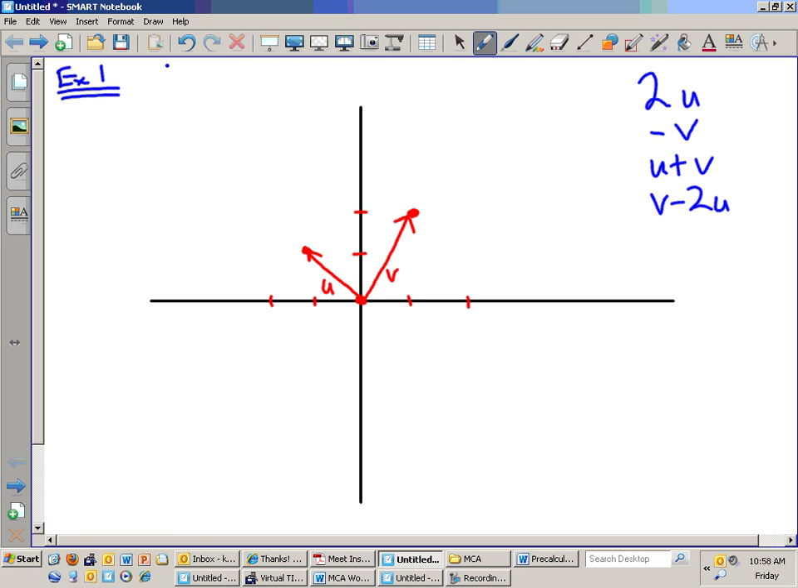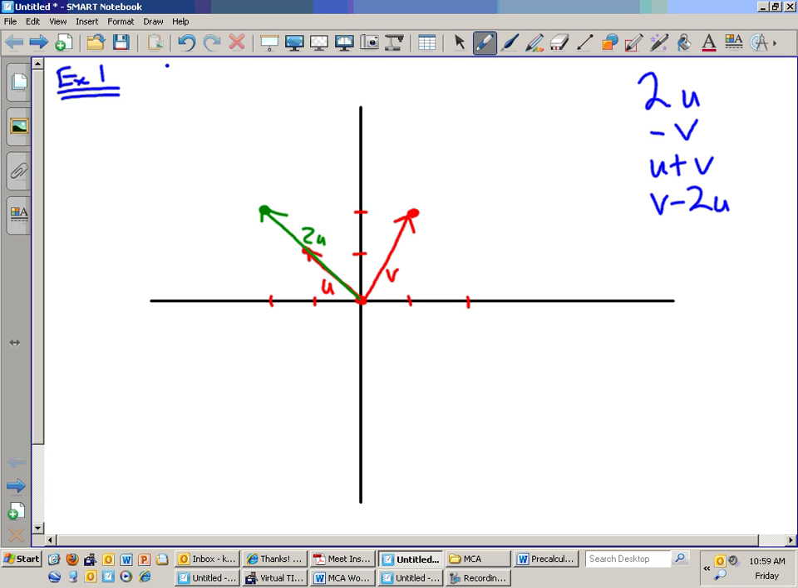Okay, and so these are the four operations I want to perform. I want to draw the vector 2u. How did you draw 2u? Yeah, this would go up to negative 2, positive 2. So that one was easy, right? So that was 2u. Good.